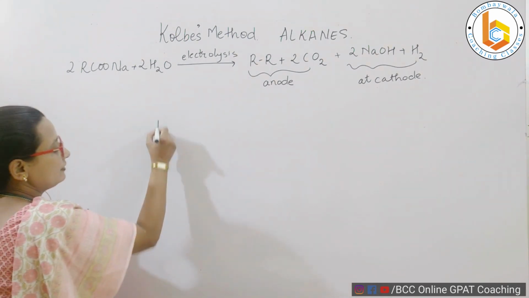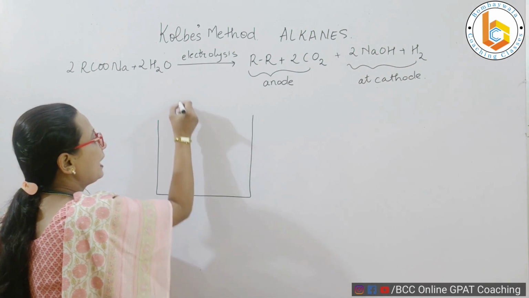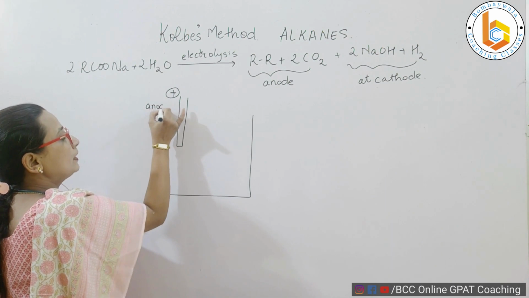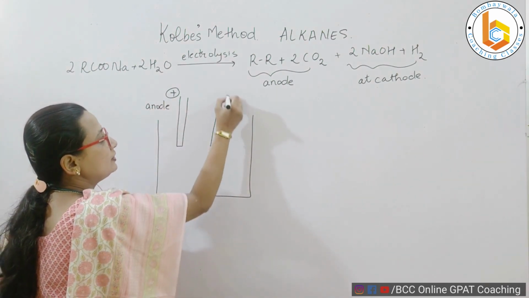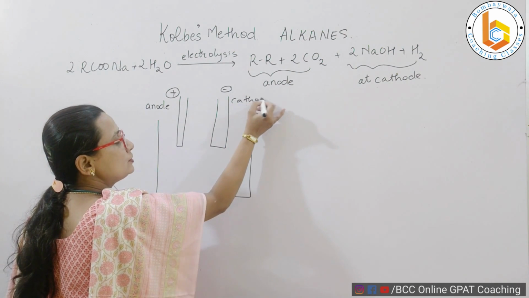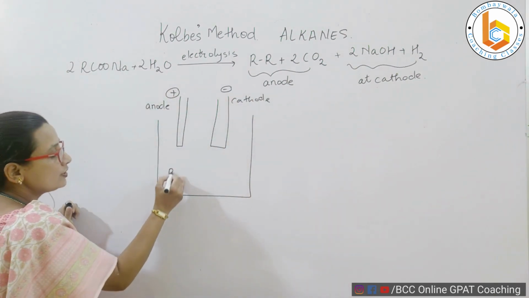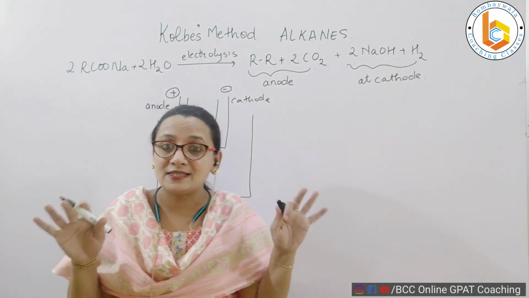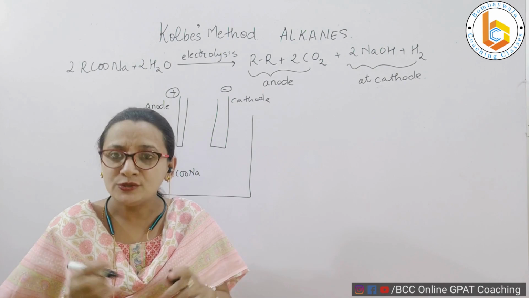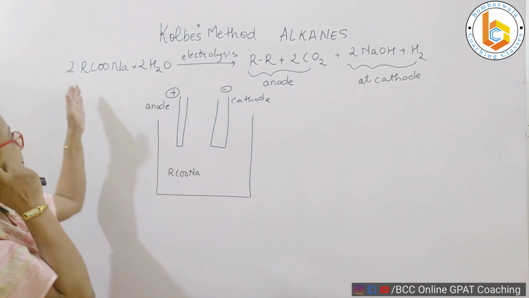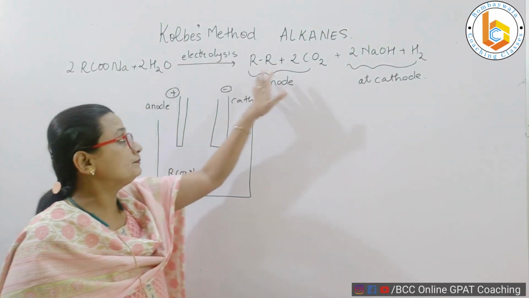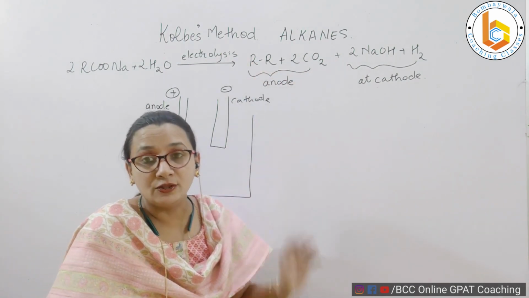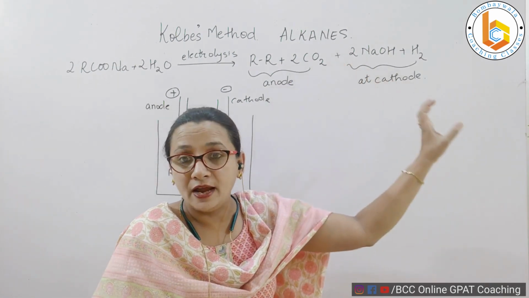Let us see, we have a reaction vessel here wherein I have an electrode which is positively charged, the anode, and an electrode which is negatively charged, the cathode. In presence of these electrodes, this sodium salt of carboxylic acid is going to perform lysis. It's going to break down. What I am saying is, when this happens, then at the anode you get alkane and carbon dioxide, and at the cathode you get sodium hydroxide and hydrogen.